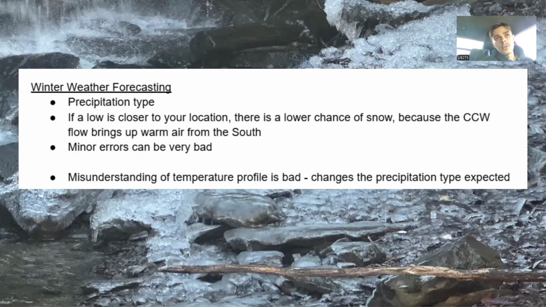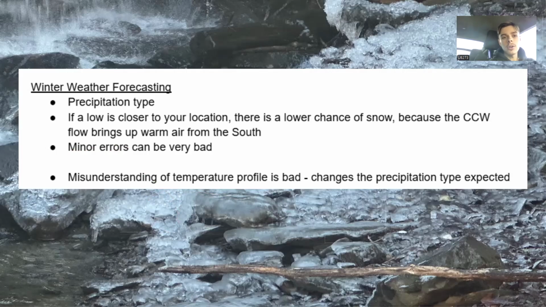But as you'll see later in this video, there can be very subtle differences between which type we're going to have. And we still have relatively limited technology and abilities to decipher sometimes between subtle temperature differences. So minor errors can be very bad. Just a 1 degree Celsius difference in our environmental temperature line can change what type of precipitation we're going to have. And even though that sounds like a small number, that can still happen.